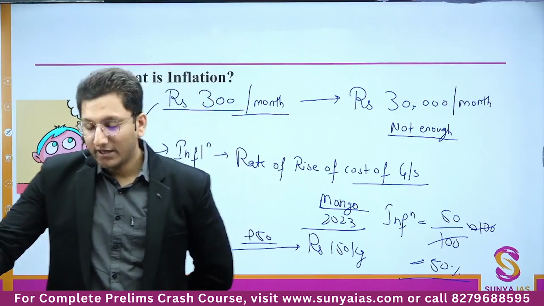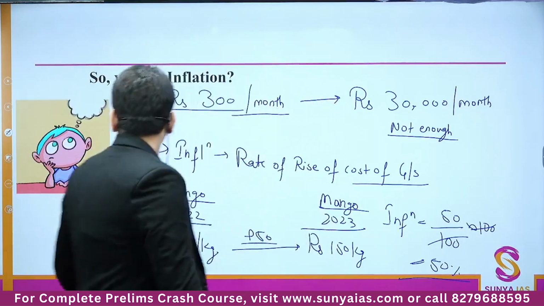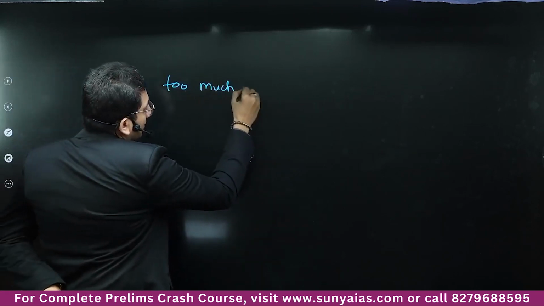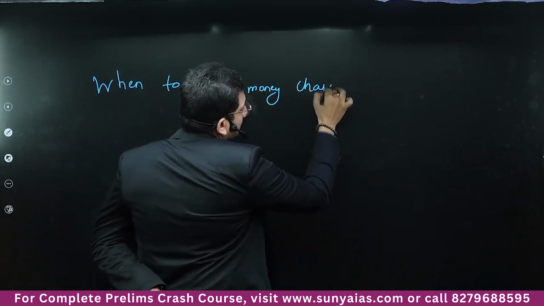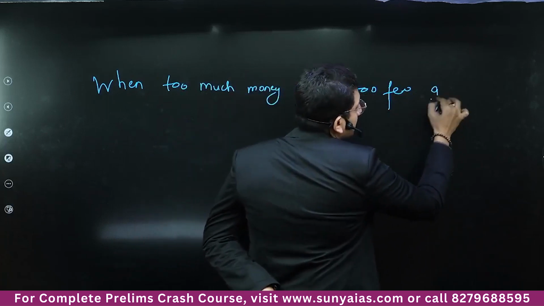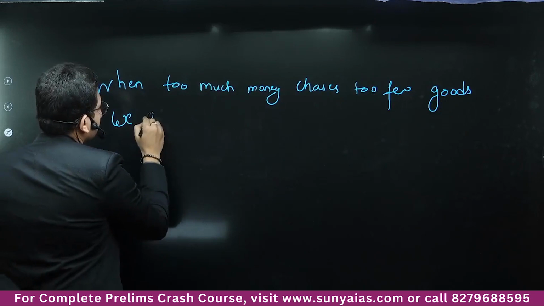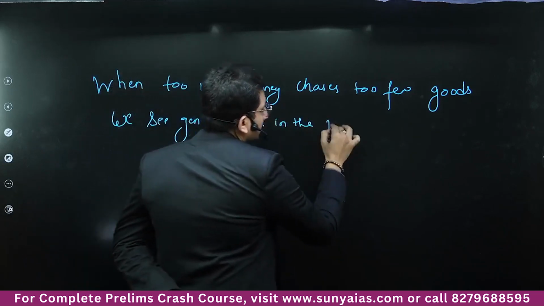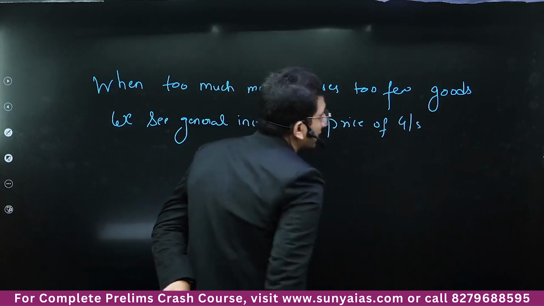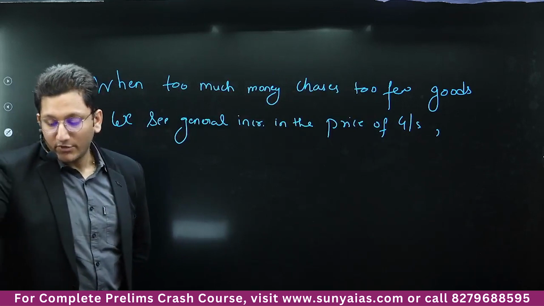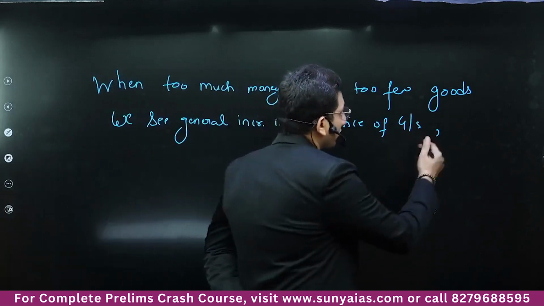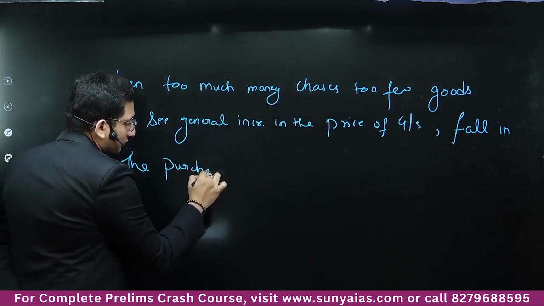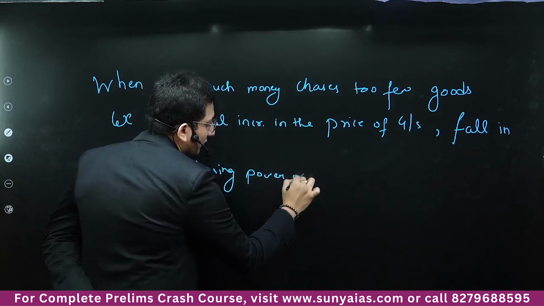when too much money chases too few goods, we see a general increase in the price. Let me write it down. When too much money chases too few goods, we see a general increase in the price of goods and services, right? And the diminishing value, or you can say a fall in the purchasing power of money.